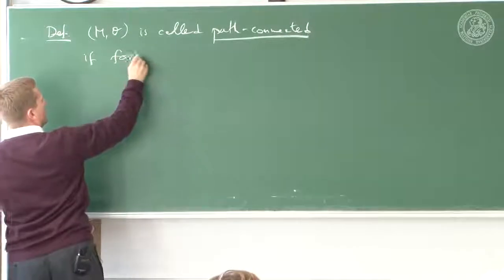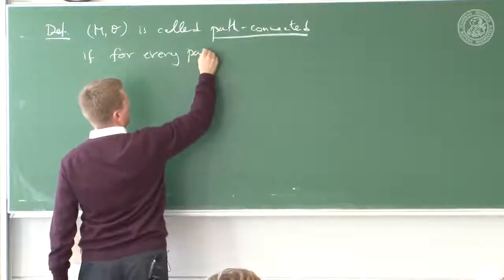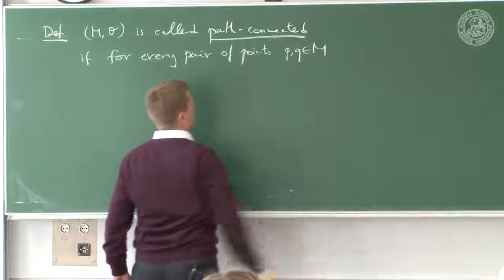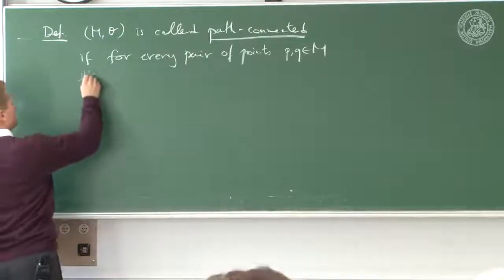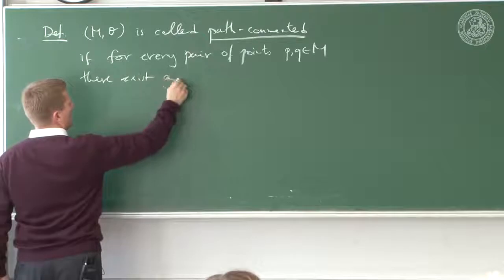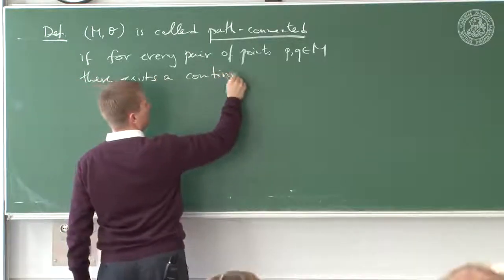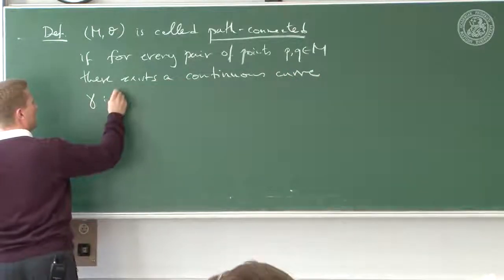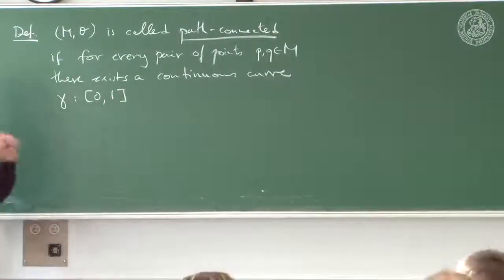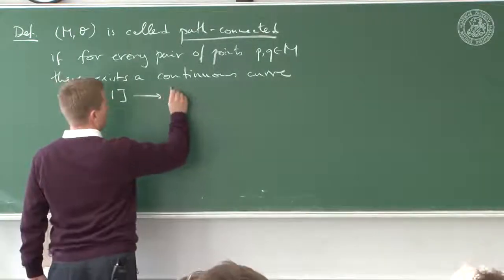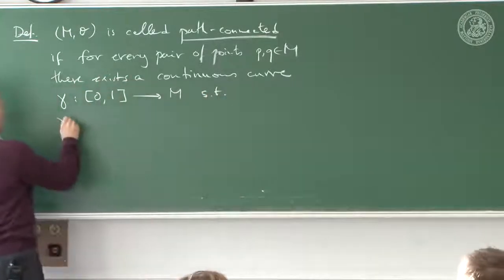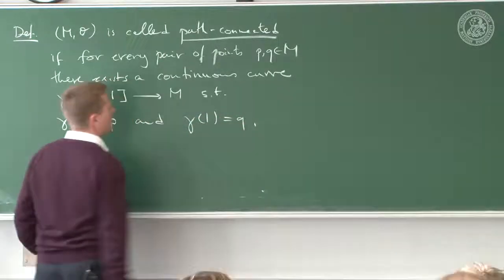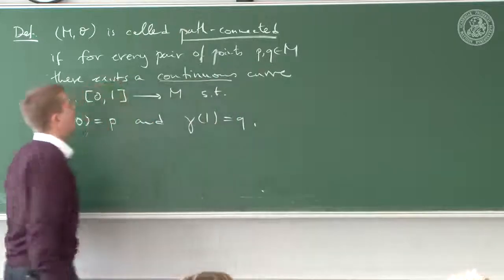It's called path connected if for every pair of points P and Q in the set, there exists a continuous curve gamma with the parameter range 0, 1 into M, such that the curve starts at the point P and the curve ends at the point Q. And the key point here is that the curve be continuous.